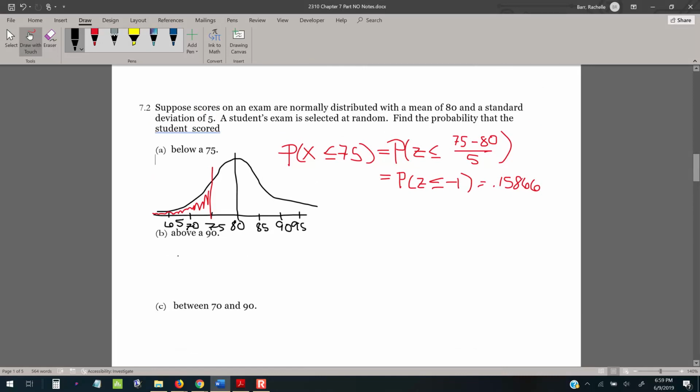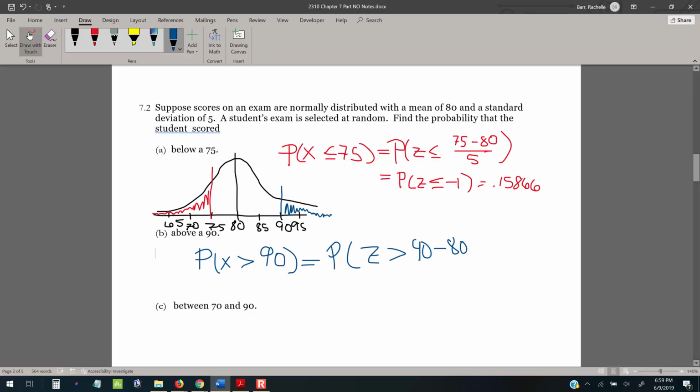Alrighty. So same idea, only I want to do above 90. So I want the probability that my value is greater than 90, so I'm being lazy here and just writing a greater than instead of greater than or equal to. I'm going to use the graph above too and just shade it in like this. Oh yeah, that's super lazy. So I'm going to change this into z's. So I'm going to subtract my mean. Oh, not less than, I want greater than. 90 minus 80 over 5.